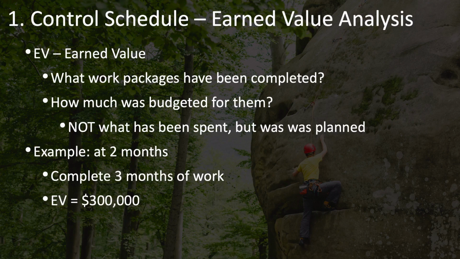For example, considering our previous project that had planned to spend $100,000 per month, let's suppose that after 2 months, you've actually completed 3 months worth of work, so you're ahead of schedule. That means that your planned value is $200,000 because that's what you had planned to spend on the work so far. But your earned value is $300,000 because that's the budgeted amount of what you've actually completed, but not how much you've actually spent. That's an important distinction.